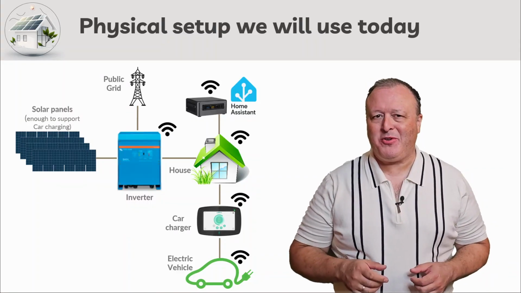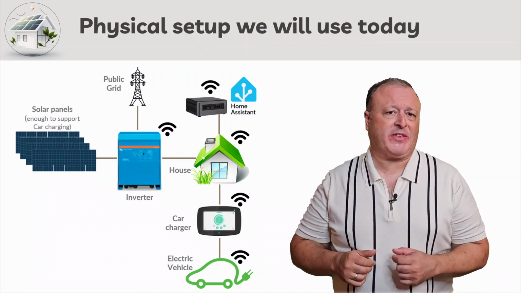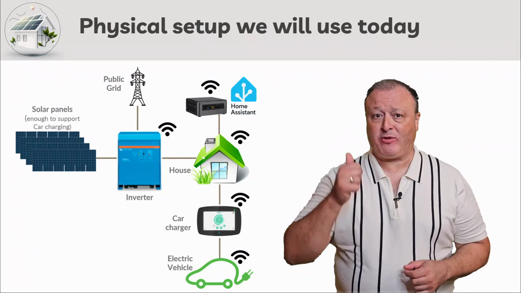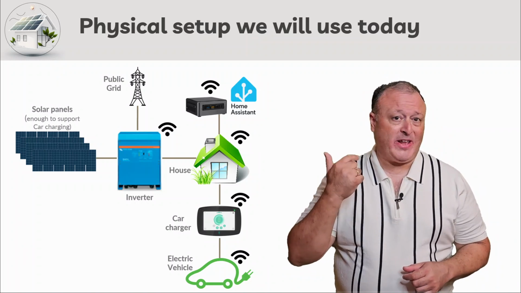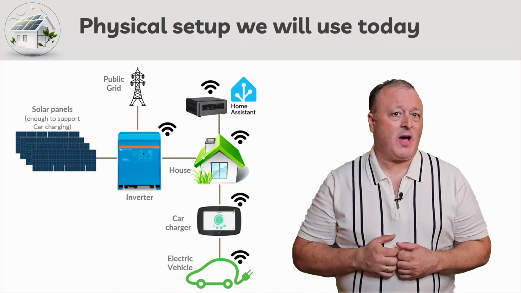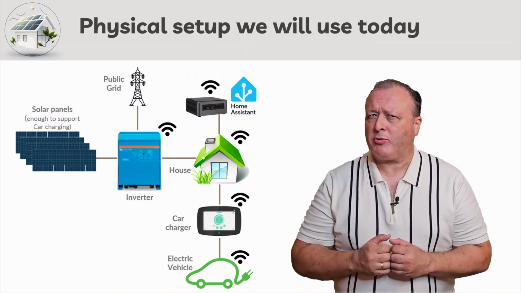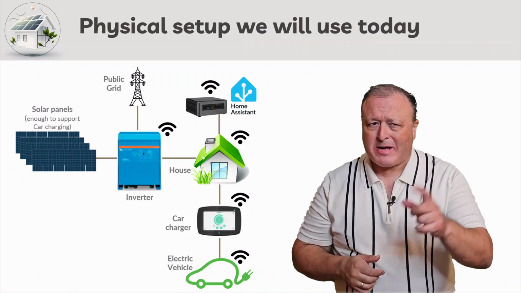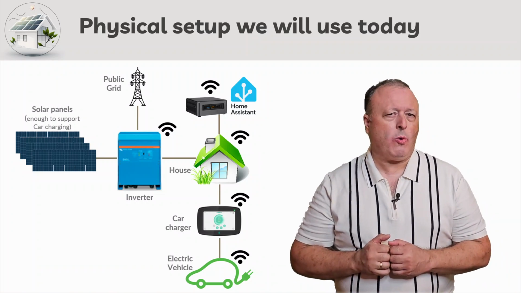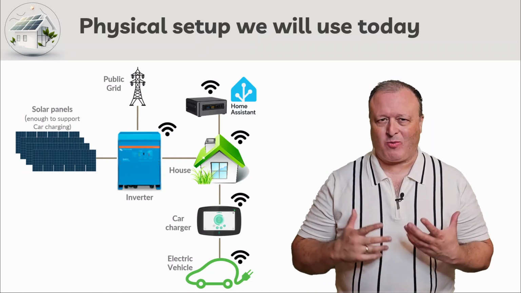The setup I will be using will not be unusual. I have all of the key elements needed to get started, including obviously an electric vehicle, an electric car charger, and a Home Assistant server. I also have an inverter, solar panels, and well, enough of them to support car charging efficiently. We'll come back to that in a few minutes. All those elements are fully connected to your local network and to the cloud if required.